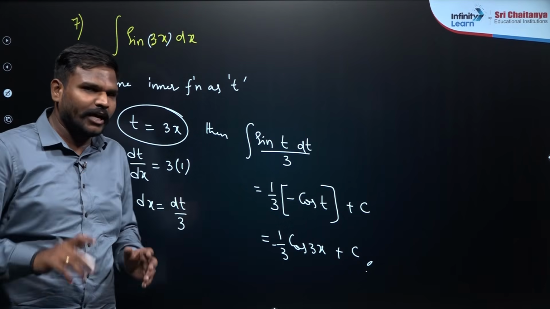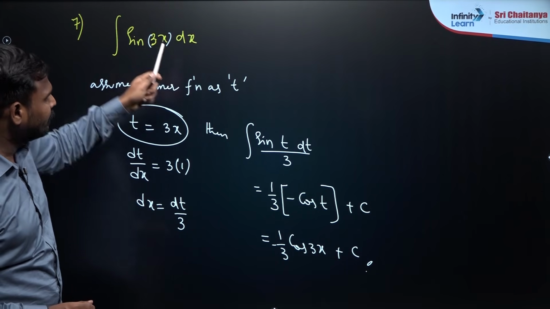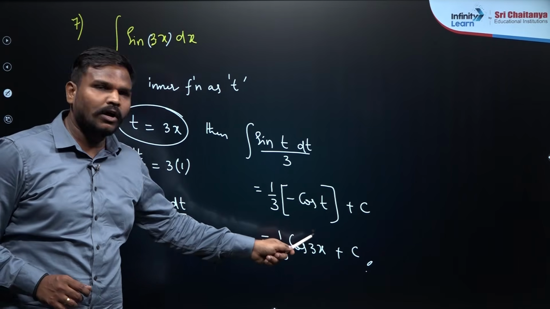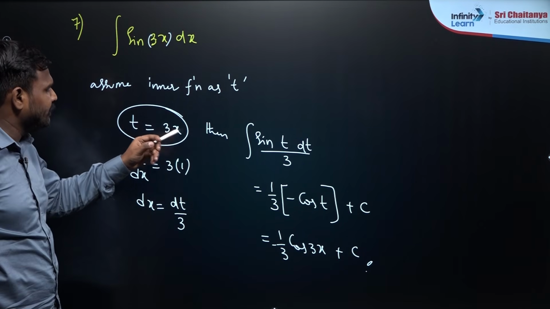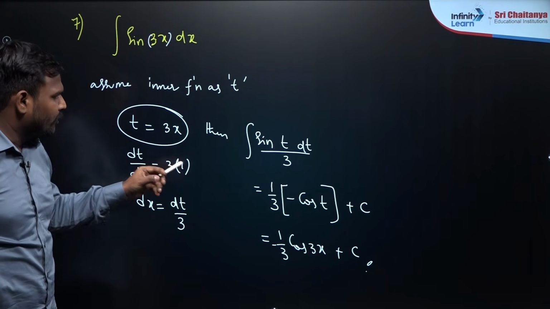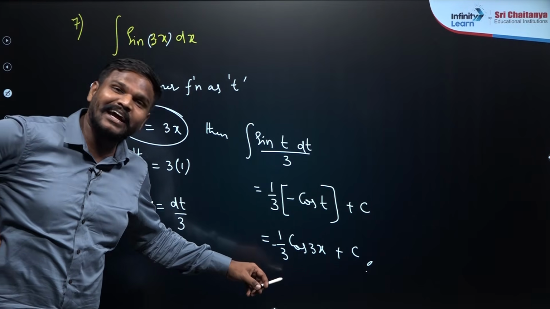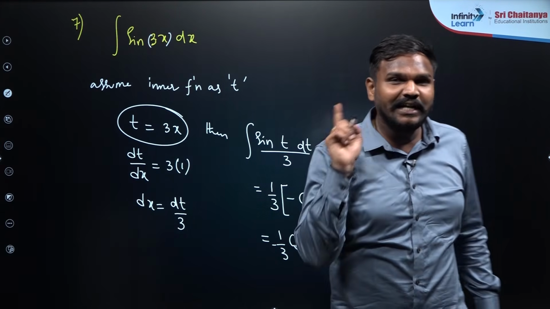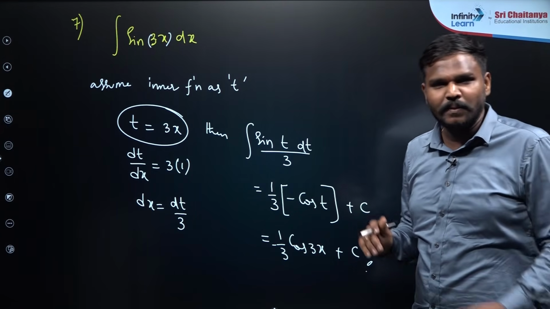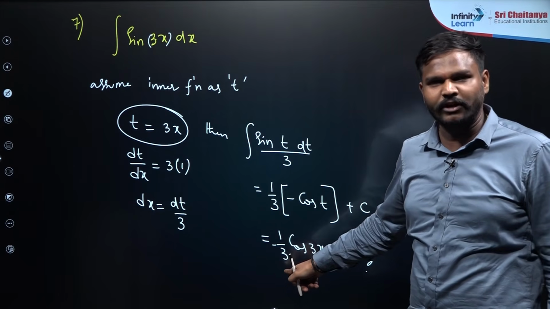If you observe carefully, integration of sine of something is minus cos of something, and the inner function t is equal to 3x, whose derivative is 3. Did we divide in the answer or multiply in the answer? We have divided in the answer. In differentiation chain rule, we multiply the derivative of the inner function. In integration chain rule, we divide by the derivative of the inner function.